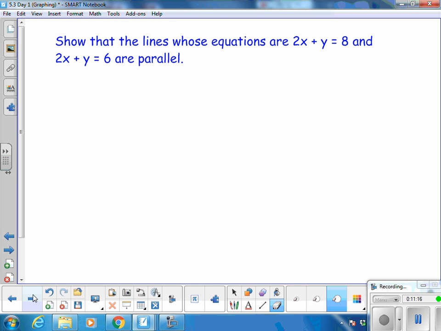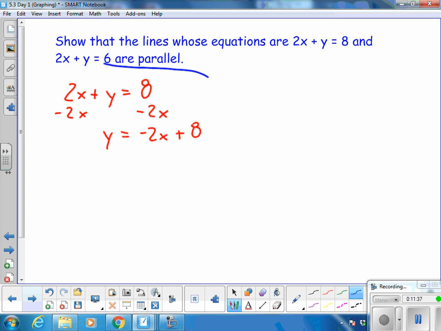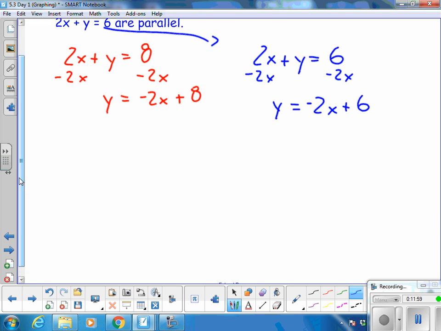So show that the lines whose equations are 2x plus y equals 8 and 2x plus y equals 6 are parallel. I'm going to look at them in y-intercept form first, and maybe that'll let us see what's going on with that. I'm going to grab this one and look at it over here. 2x plus y equals 6, minus 2x, minus 2x. y equals negative 2x plus 6.